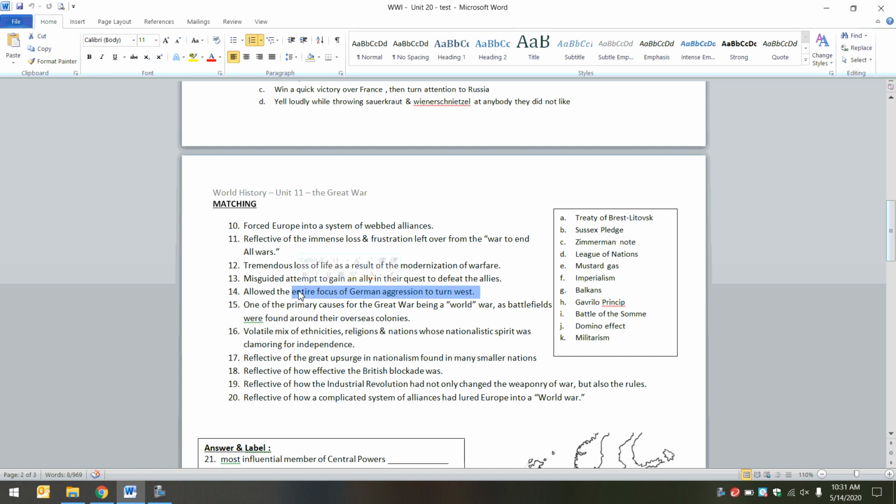Okay, Germany was fighting in the center, the central power. And so they're fighting France on one side and Russia on the other. Well, the Treaty of Brest-Litovsk was when Russia left the war. And when they left the war, it allowed Germany to turn completely to the West.